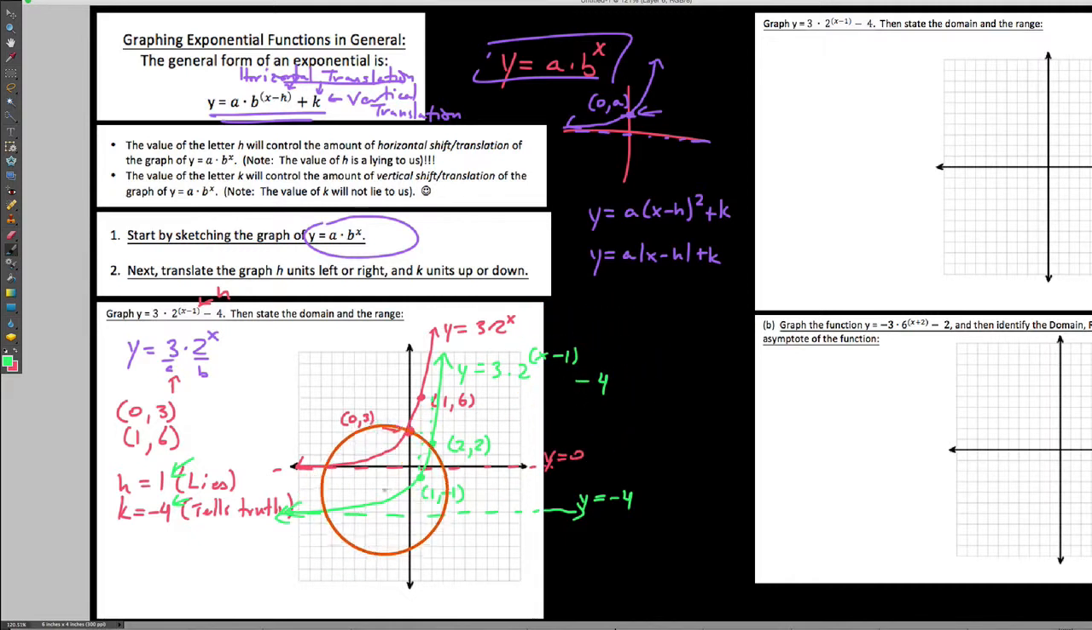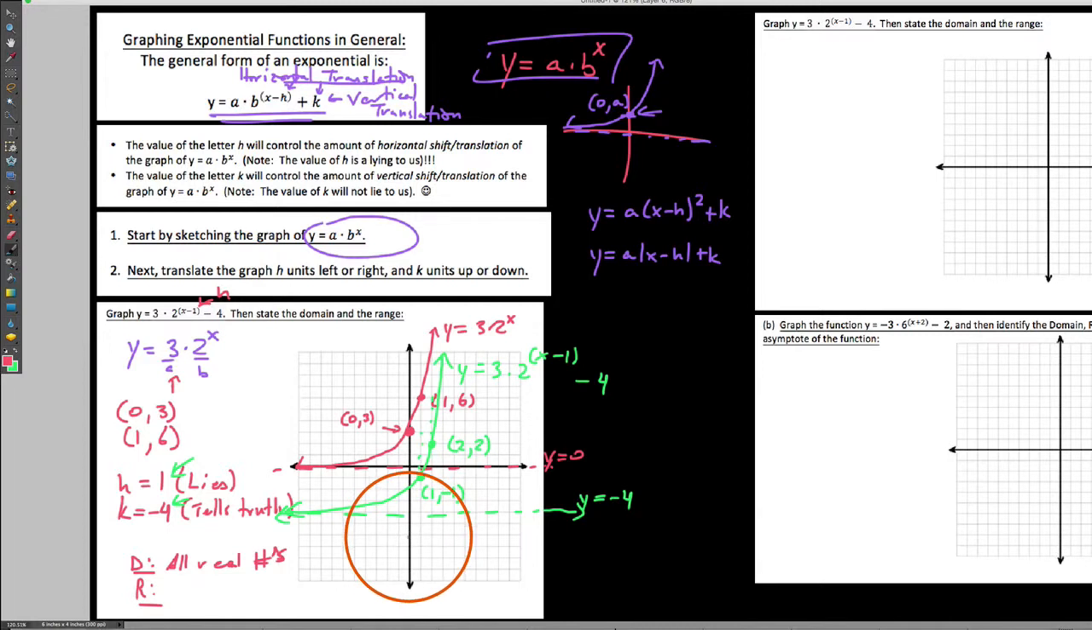Okay, so when we talk about the domain and range of this, let's go ahead and bury those really quickly here. We say domain and range. The domain is always going to be all reals. We say all real numbers. And the reason why is because any x value you put into an exponential function, you get a y value back. Your graph goes left to right forever and ever.